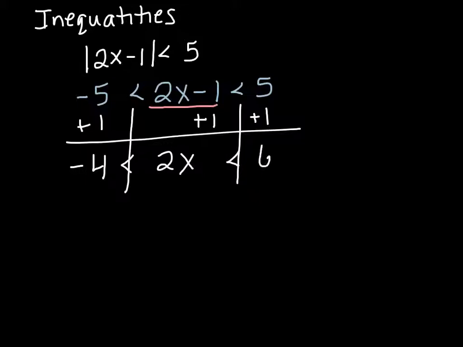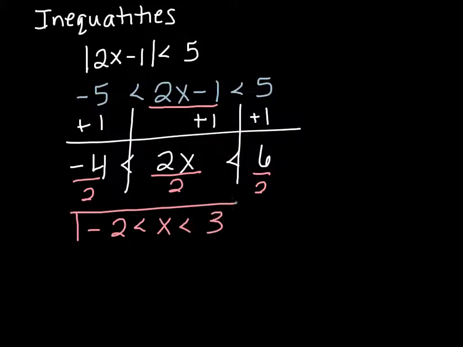2x, and 6. To get x by itself, I divide by 2. Since it's not negative, I don't switch my inequalities, so I'm just going to divide by 2. And I get -2 is less than x is less than 3. If I just have to solve it, there's my answer right there.